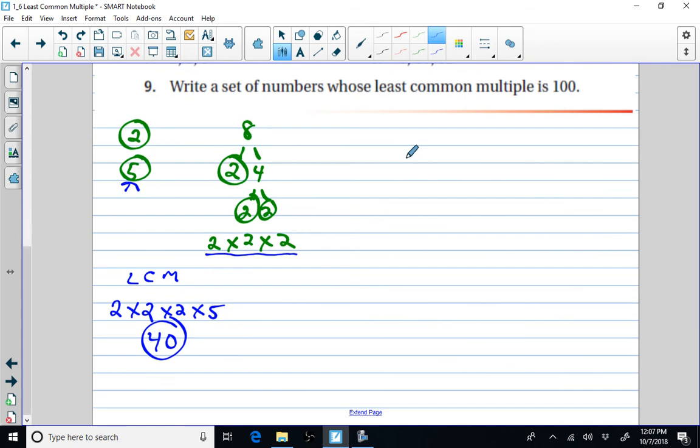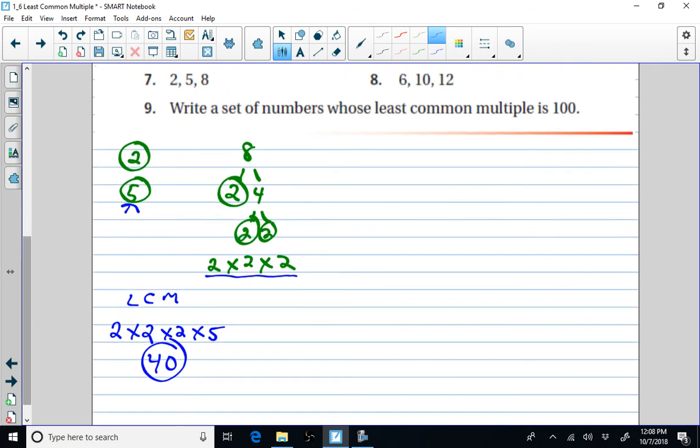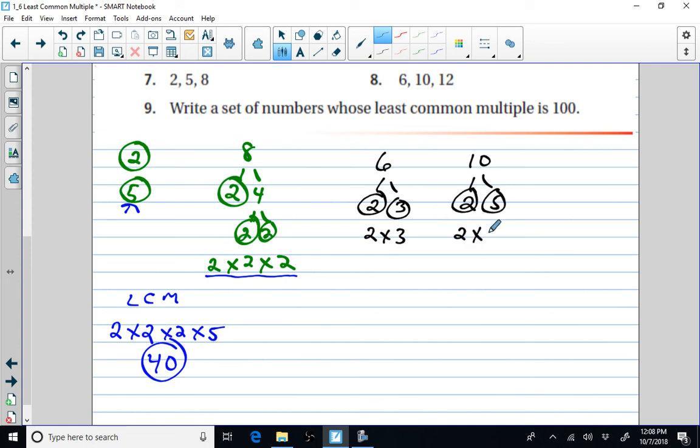Let's do the same for 6, 10, and 12. We start with 6. I'll change colors here. I didn't want to use green. So let's go back to black. Start my factor tree. 2 times 3 is 6. They're both prime. So we have 2 times 3 for the prime factorization of 6. For 10, I have 2 times 5. They're both prime. So the prime factorization for 10 would be 2 times 5.